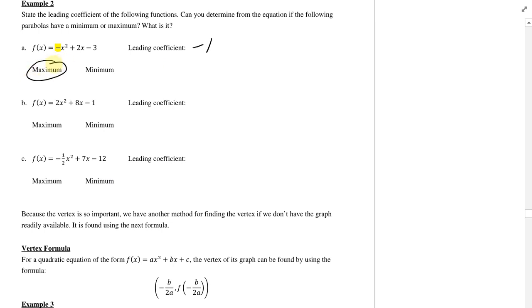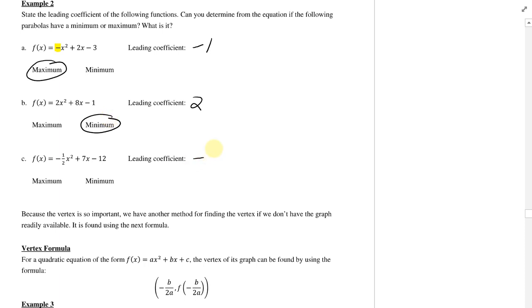Okay, now what I want you to do is pause the video and take a moment to digest this on your own. Hit play when you're ready. So for B, my leading coefficient here would be 2. It's positive. Because it's positive, it's a minimum.